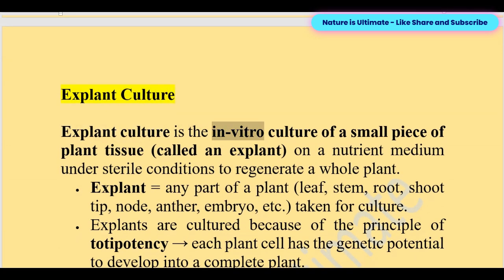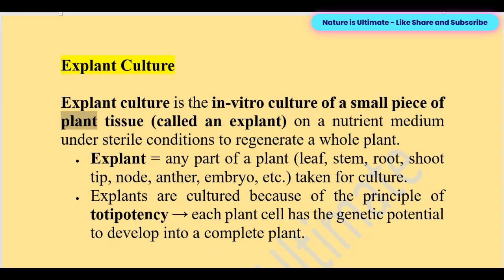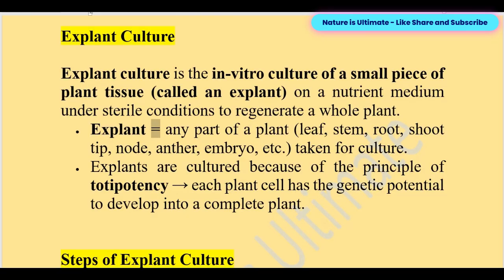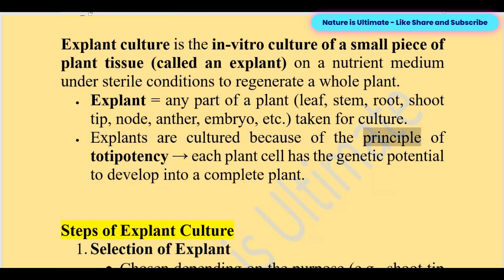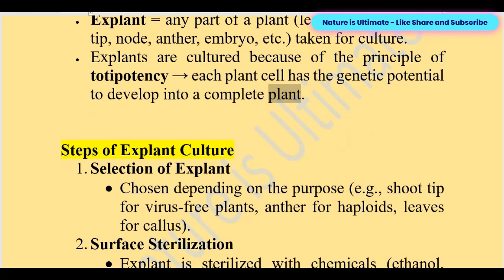Explant culture is the in vitro culture of a small piece of plant tissue, called an explant, on a nutrient medium under sterile conditions to regenerate a whole plant. Explant equals any part of a plant, leaf, stem, root, shoot tip, node, anther, embryo, etc., taken for culture. Explants are cultured because of the principle of totipotency: each plant cell has the genetic potential to develop into a complete plant.